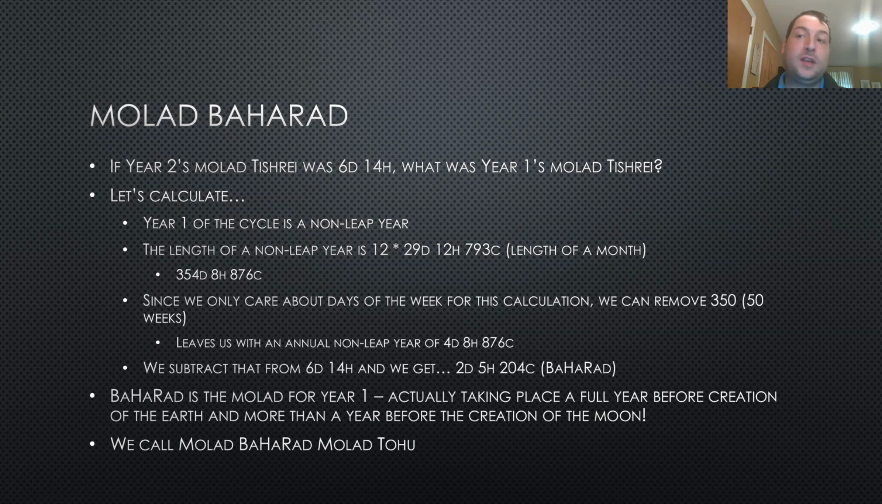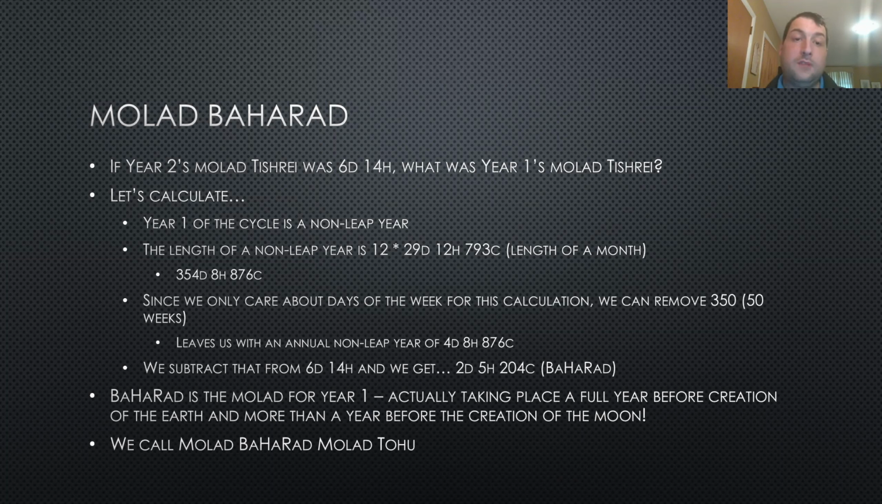So now we're going to calculate what the molad of Tishrei would have been for year 1, before the world was created, before there was a moon. The moon was only created the 4th day of creation, and it's very weird to have a molad when there's no moon, but we calculate it anyway. So year 1 of the cycle is never a leap year. We know that from our 19-year cycle. Years 3, 6, and 8 are leap years, but year 1 is most definitely not.